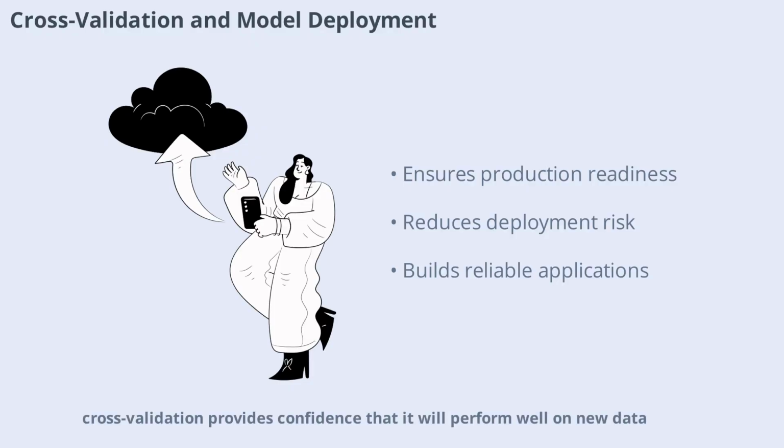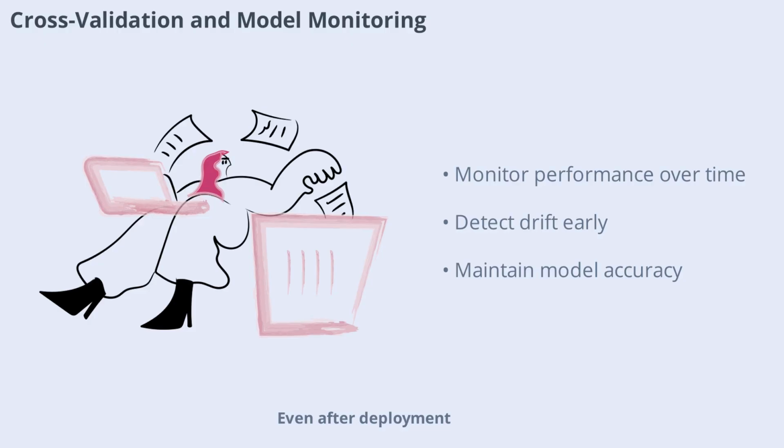data. By thoroughly evaluating your model, you reduce the risk of unexpected failures and ensure a smoother transition from development to deployment. This step is critical for building reliable data-driven applications. Even after deployment, it's important to monitor your model's performance over time. Cross-validation can be used periodically to reevaluate the model as new data becomes available. This ongoing process helps detect performance drift and ensures your model continues to deliver accurate predictions.